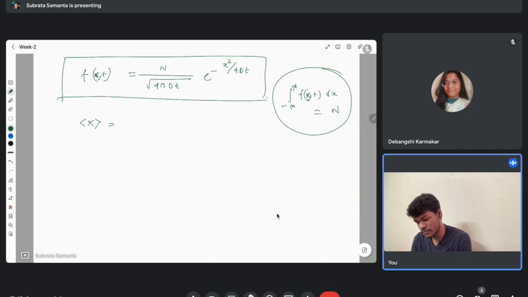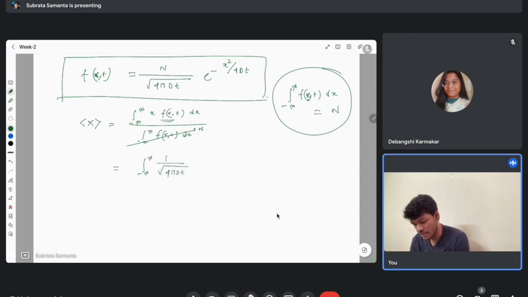How do we calculate it? We take the integral from minus infinity to infinity of x f of x,t dx over the normalization, the integral from minus infinity to infinity of f of x,t dx. That is the definition of the average. This gives N, and there is an N in f of x,t as well. So actually it gives the integral from minus infinity to infinity of 1 over root of 4 pi D t, x, e to the power minus x square over 4 D t, dx. The integration range is minus infinity to infinity. Can you tell me quickly what the answer is?